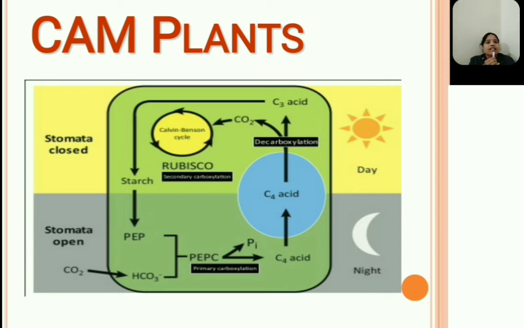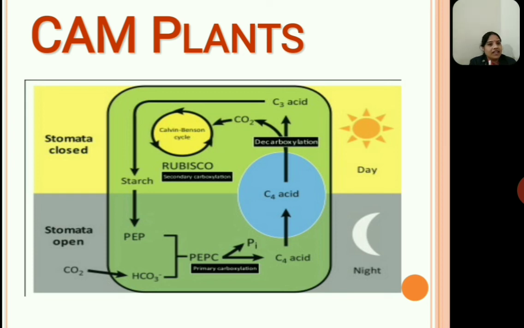During daytime, acid concentration decreases and pH increases. The increase in pH and decrease in acidity favor hydrolysis of starch, and PEP is formed. Why? Because pH increased and concentration of acid decreased. So the increase in pH and decrease in acidity favor hydrolysis of starch, and PEP is formed or regenerated. And during nighttime, PEP again accepts carbon dioxide and continues the cycle. So this cycle is known as the CAM cycle.